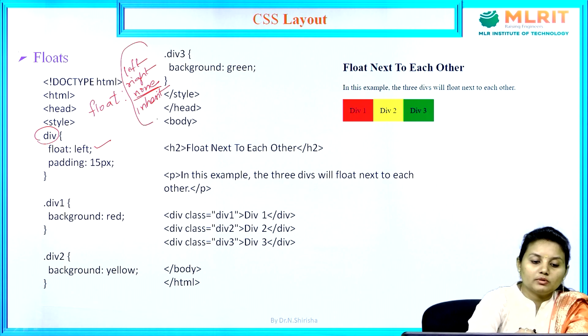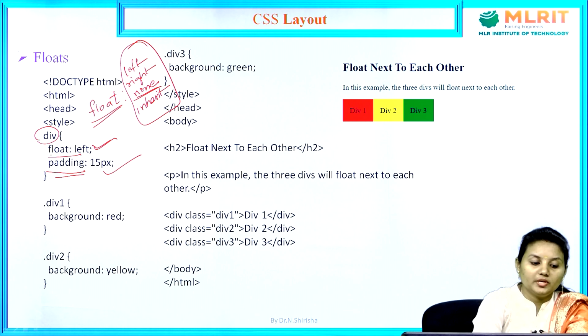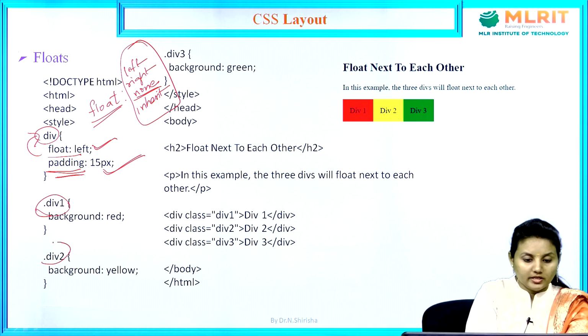So all these values can be assigned to float. So that is floating. Okay. What is its padding? I have given floating for the div tag and padding is 15 pixels. If I give div 1, div 2, div 3, then background colors are assigned.